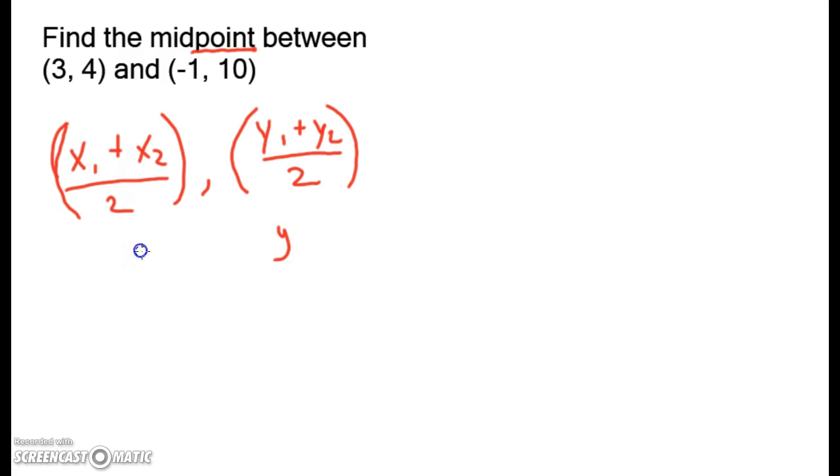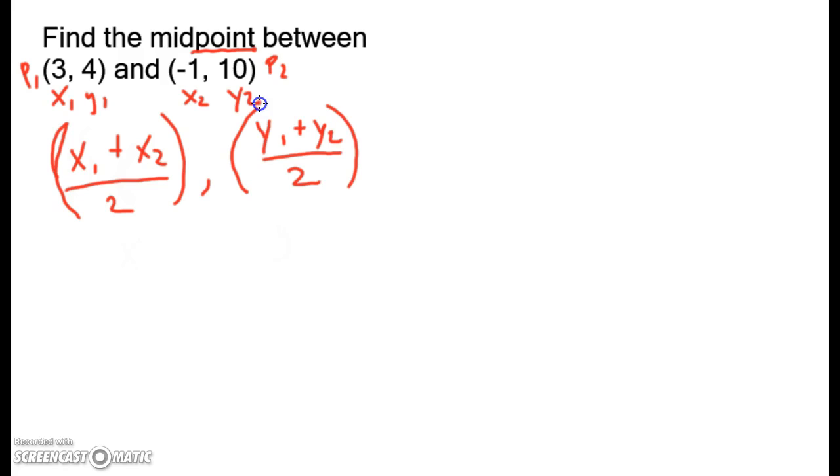Let me erase these. Pull my pencil back up. Okay, so if this is point 1, this will be X1 and Y1. And if this is point 2, this will be X2 and Y2. And so then you're just plugging stuff into your formula.